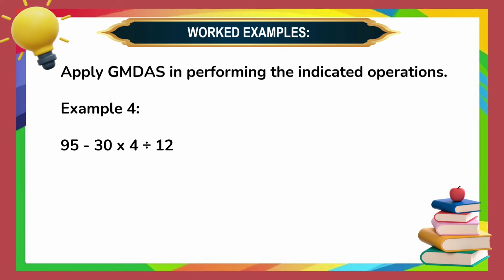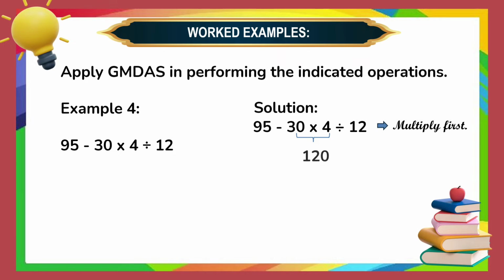For example number 4, 95 minus 30 times 4 divided by 12. So this is an example of GMDAS. So we will apply the GMDAS rule without grouping symbols. So we have three operations involved: subtraction, multiplication, and division. So we will do the multiplication first. As the rule says, multiply or divide as they occur from left to right. So we will do the multiplication. 30 times 4, the answer is 120. Then bring down the rest of the digits.